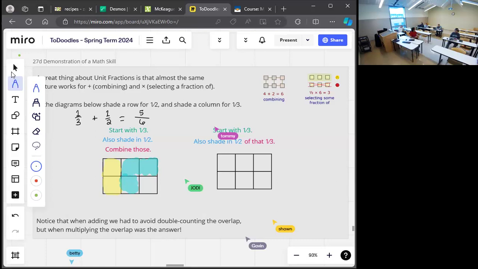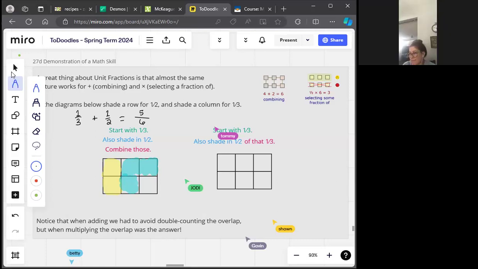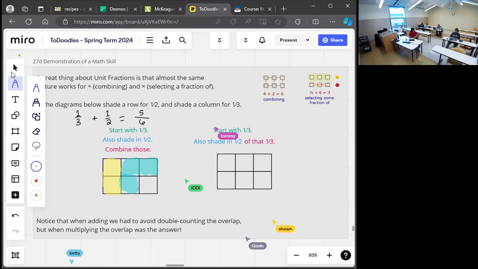So I didn't end with a unit fraction, and that happens a lot. When I add the unit fractions, the result is not usually a unit fraction. 1/2 plus a third, a third plus a half, is 5/6. But you could see the 5/6 in the picture, so that's okay.